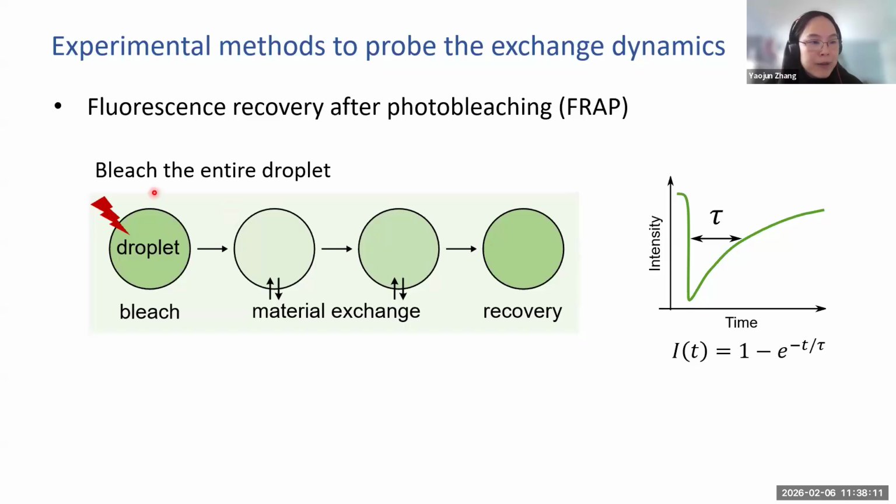So let's talk about FRAP here. In a FRAP experiment, people usually bleach a small region in the droplet to tell if the droplet is liquid-like. Now, to measure the exchange dynamics, we have to bleach the entire droplet and record the recovery intensity in the droplet as a function of time. So the droplet is bleached here, and it gradually recovers its intensity through exchange of materials with the dilute phase because the dilute phase molecules are not bleached, right?